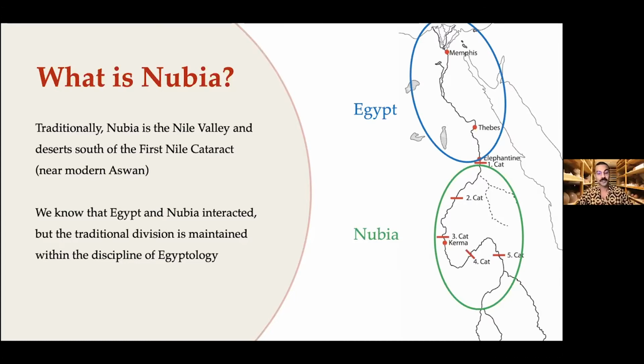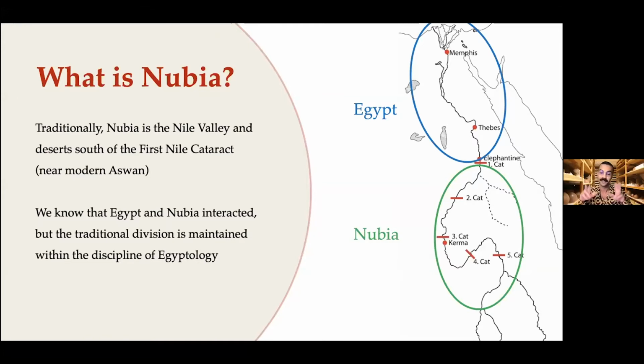But what I want to try and do today is to demonstrate that actually this hard division between Egyptian and Nubian is not always so clear. Of course, Nubia has its own distinct and rich history, independent of ancient Egypt, but during the Pharaonic period, the histories of ancient Egypt and Nubia were so deeply intertwined that sometimes it's nearly impossible to distinguish where one ends and the other begins.